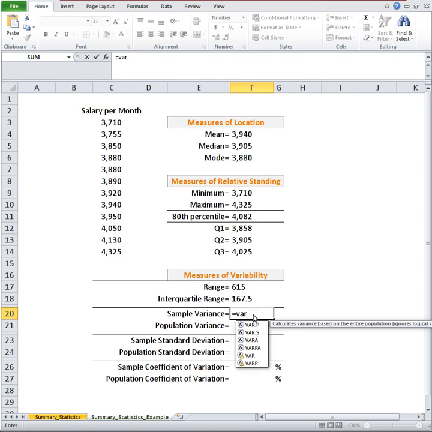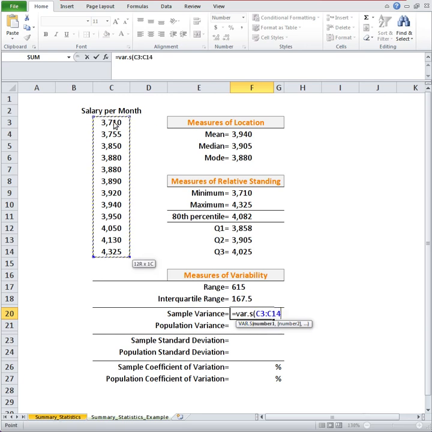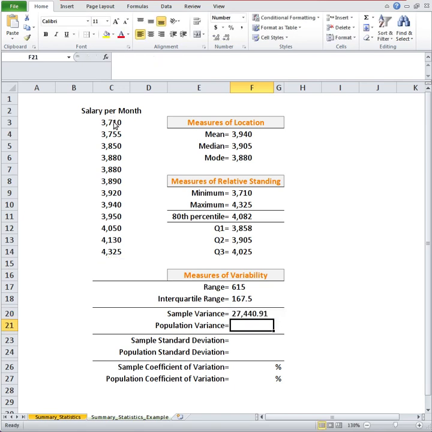So the new Excel uses VAR.S to compute the sample variance, and to do this we are just typing that and then opening parentheses and highlighting the range of data points that we have. So that's going to be C3 to C14. Then we hit enter, and then we get the number.